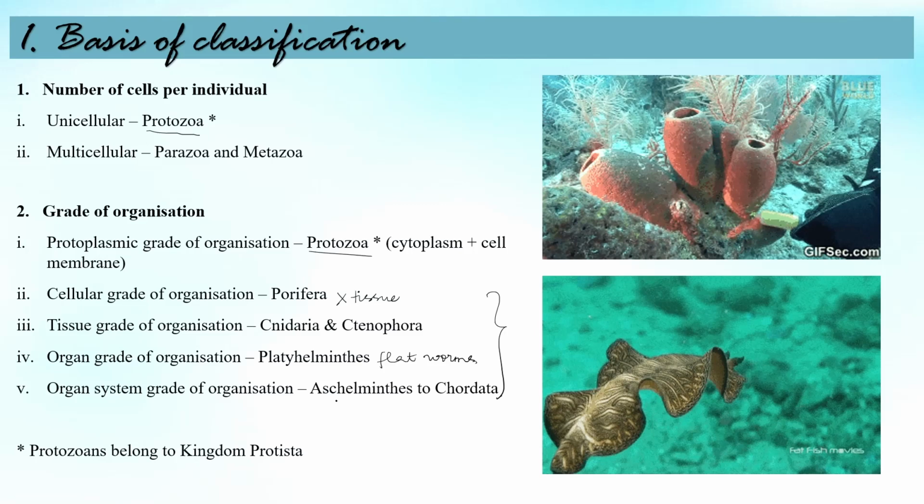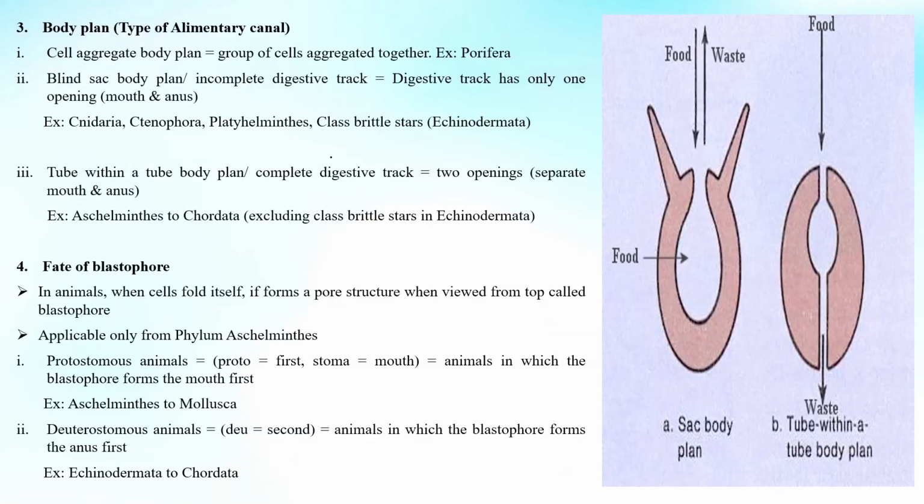What do you mean by body plan? It is the type of alimentary canal that they have. So how is the gut there? How is the gut lining in the organisms? Let us just see. Cell aggregate body plan. So in this there's no as such organ or organ system in poriferans, right? We just saw it. So they're just going to be a group of cells aggregated together. That's how their alimentary canal or the gut looks like.